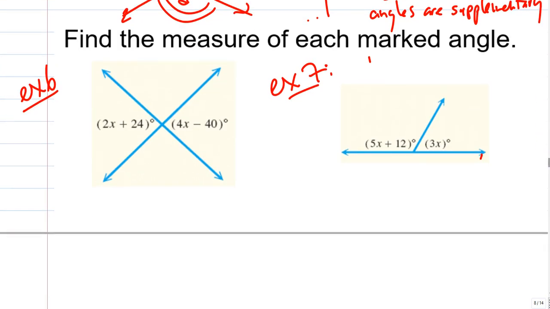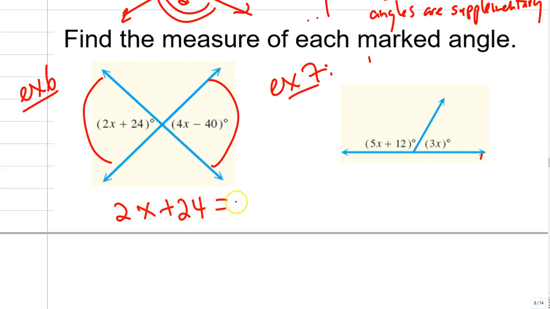So look at this. The one on the left, what are we dealing with? Straight angles or vertical angles? Well, you're like, vertical's up and down, these are left and right. It doesn't matter. The angles that are opposite each other, when we get this X shape, are equal. So that's how I set up my equation. I set the 2x plus 24 equal to the 4x minus 40.